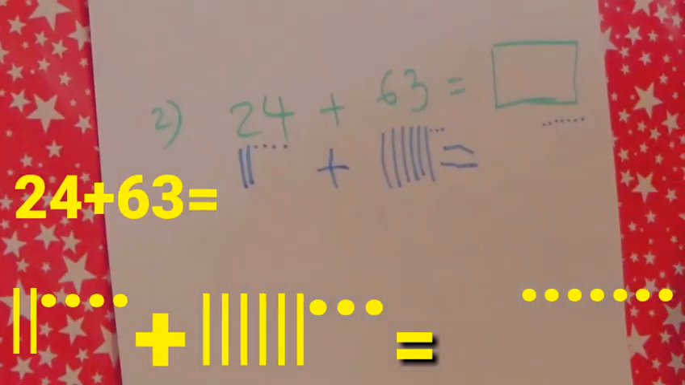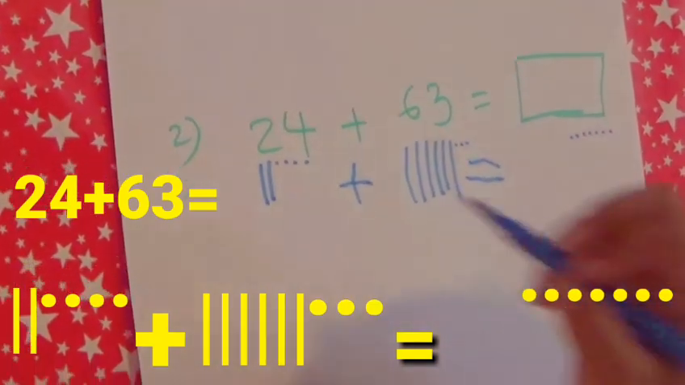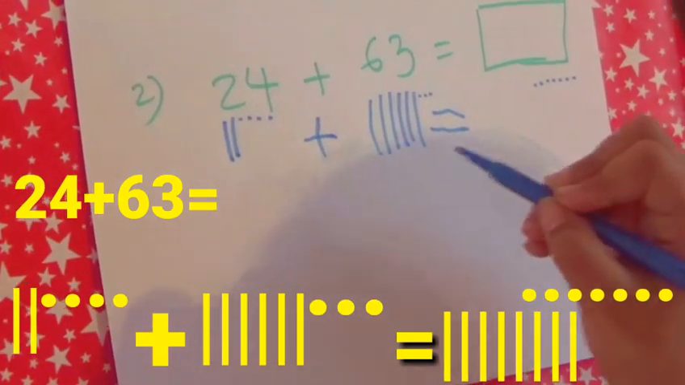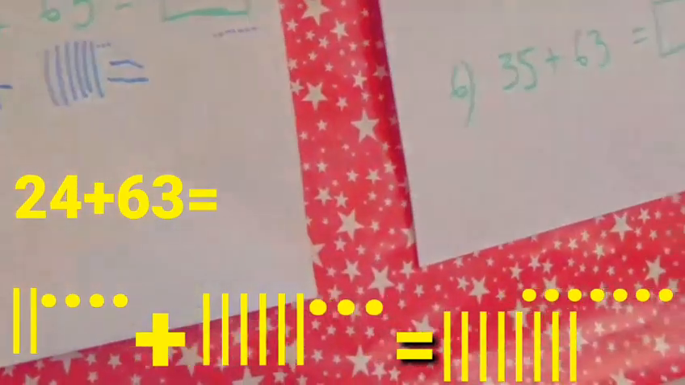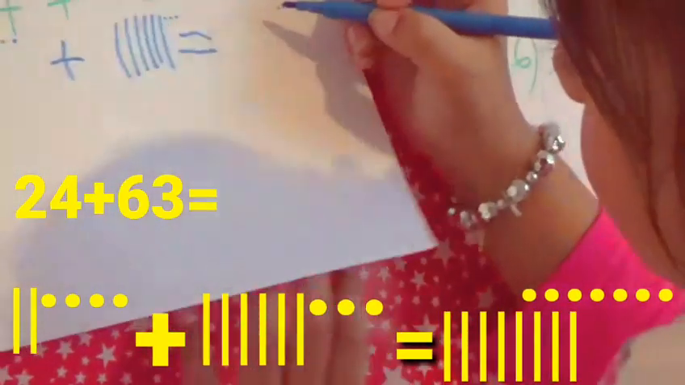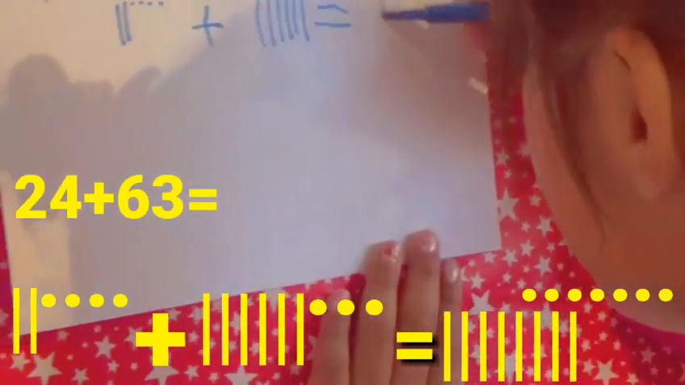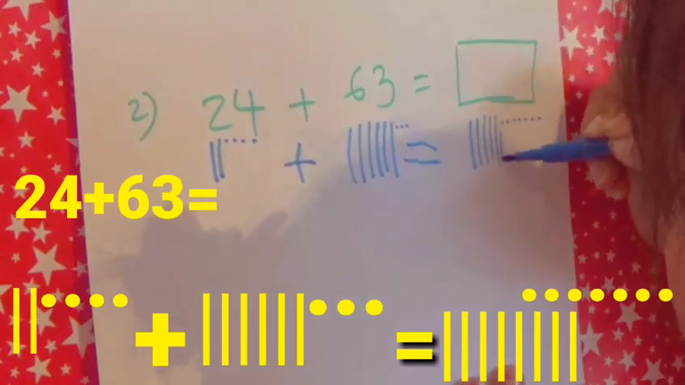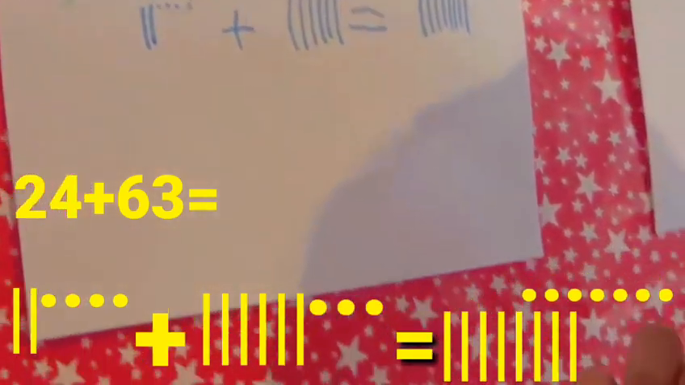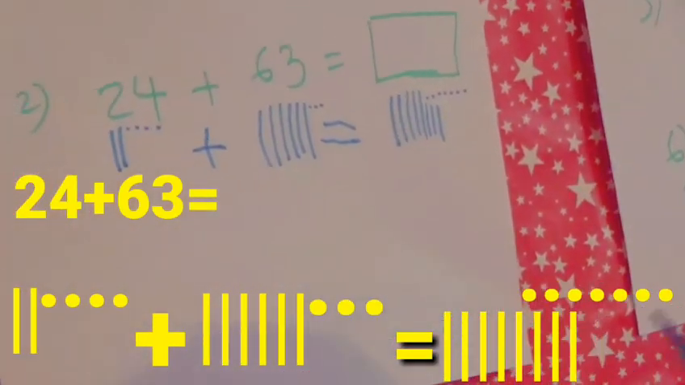And now let's count the lines. 1, 2, 3, 4, 5, 6, 7, 8. Now let's do 8 lines.